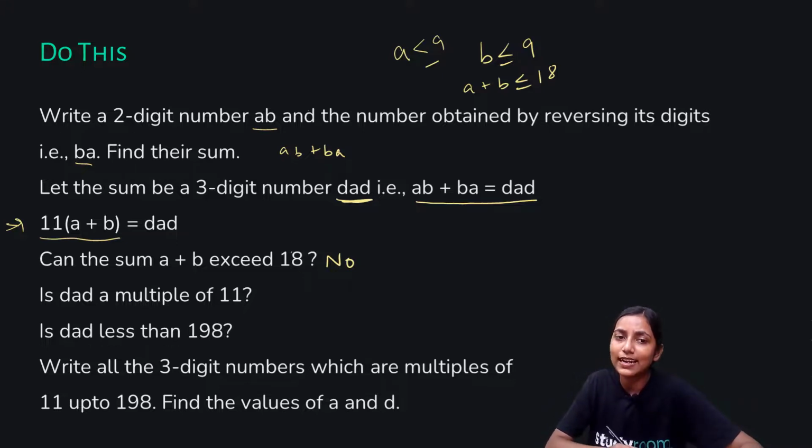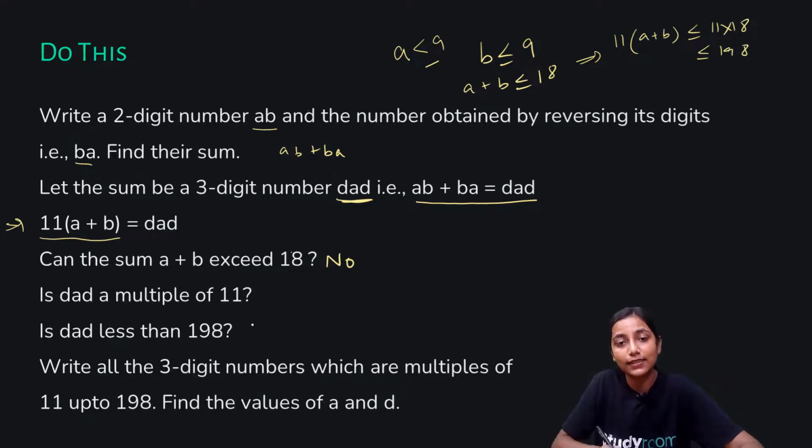But now, is DAD a multiple of 11? Yes, DAD is a multiple of 11. You can see 11 into A plus B is equal to DAD. Therefore, it is a multiple of 11, as 11 is taken as common. And is DAD less than 198? A plus B is less than or equal to 18, you know. So from this it implies that 11 into A plus B will be less than or equal to 11 into 18, that is less than or equal to 198. So, yes, this is less than or equal to 198.